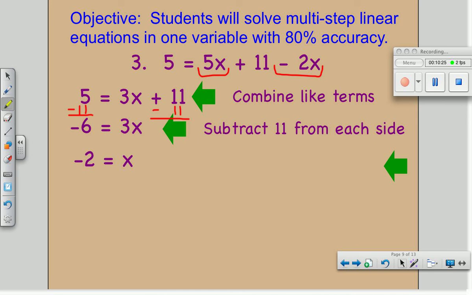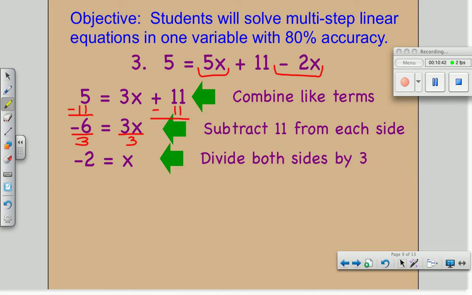And then how did I get from negative 6 equals 3x to negative 2 equals x? Well, I have multiplication here, so I need to divide by the same number I'm multiplying by. Then I have to do the same thing here. Negative 6 divided by 3 is negative 2. So I divide each side by 3.